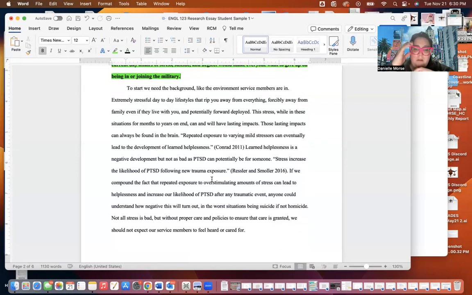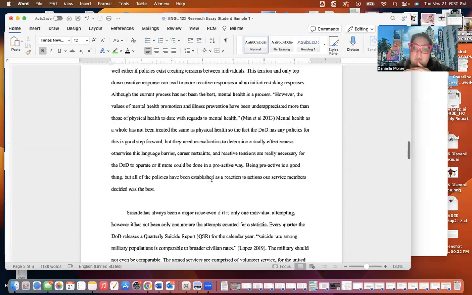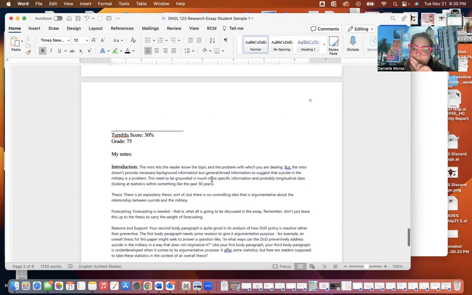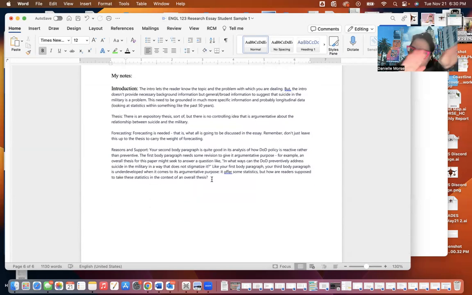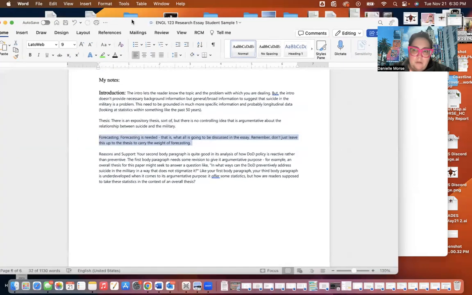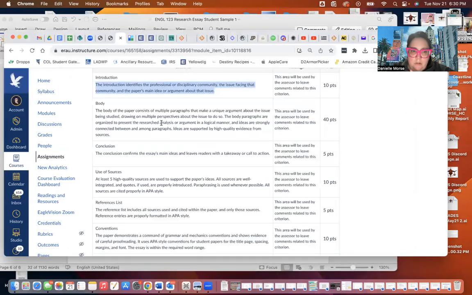My goal is to really kind of suss out the research essay. That's the introduction. One of the things in the previous version of the research essay, the classical argument, is there was a place in the rubric for forecasting. That's no longer there. I do want to make that point because that has to do with the introduction.